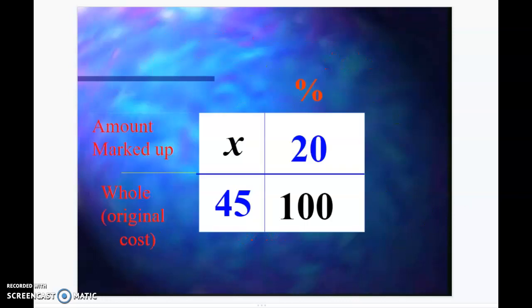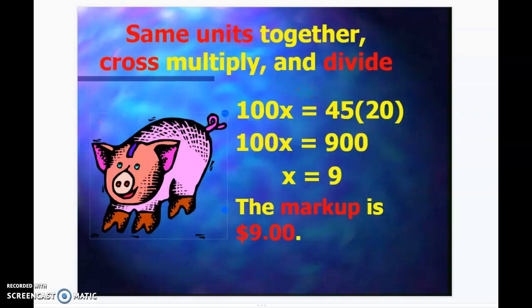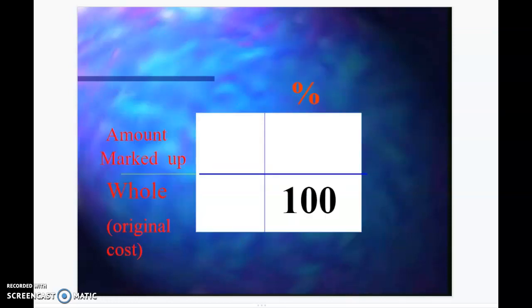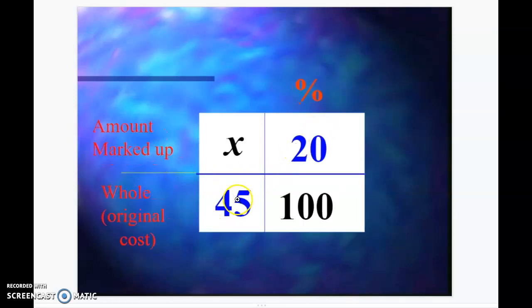So let me go back here. So we have our part over our whole. Okay, what part of $45 does 20% actually represent? Okay, so we're trying to figure out that particular number. So if I go back here, I'm going to set it up where I'm going to cross multiply 100 and X. Again, if we look at it, we are cross multiplying our X and our 100.